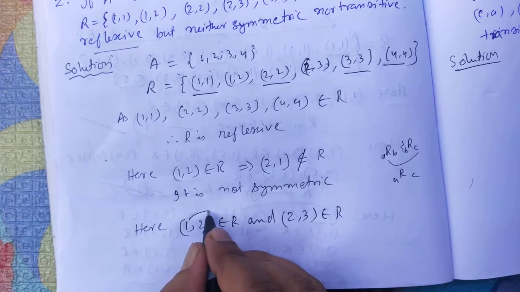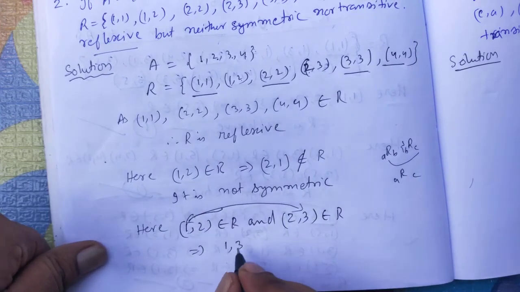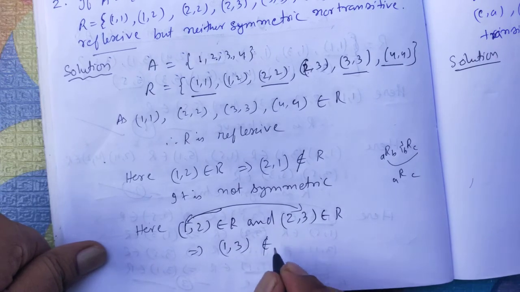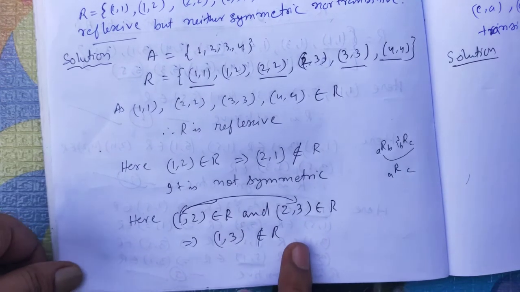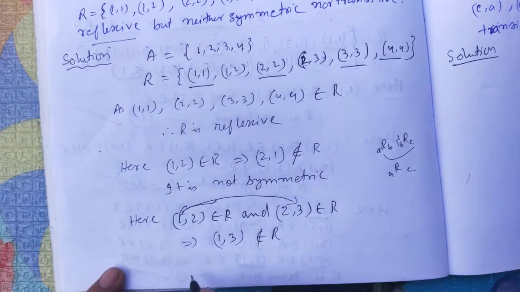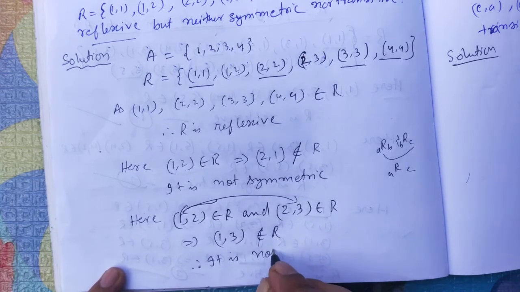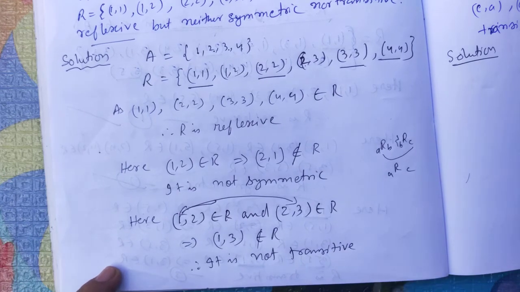We have to see whether these two are related or not. Does (1, 3) belong to R? It does not belong to R. (1, 3) is not there. So we can say that if even one condition is not satisfied, it is not transitive. Okay, so we can say that therefore it is not transitive.